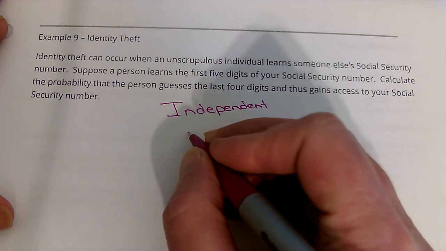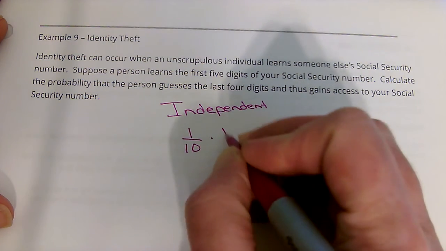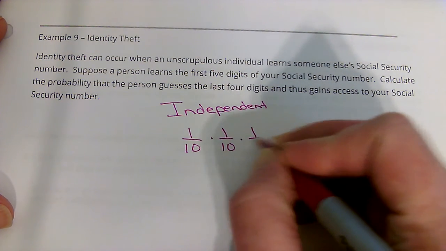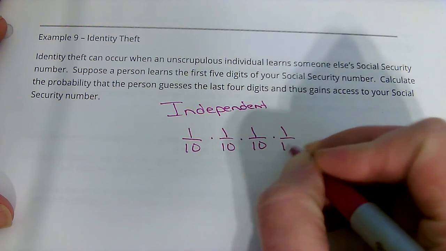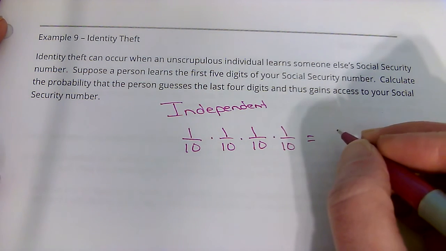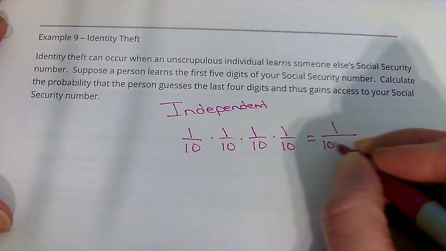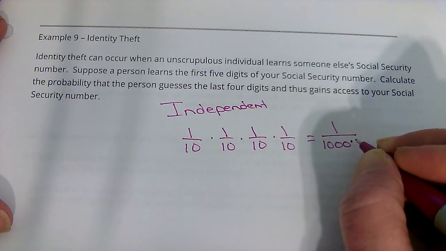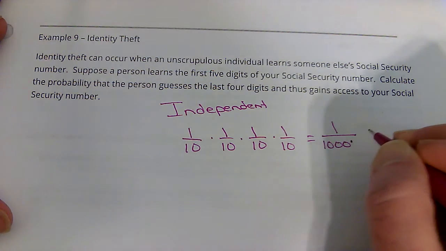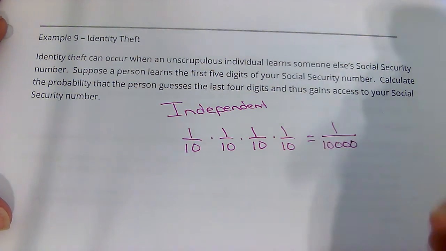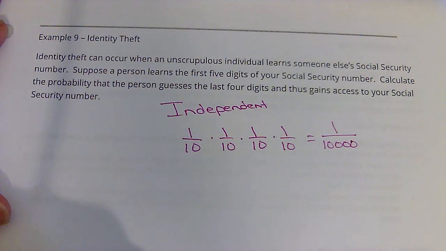So each of those digits is 1 out of 10 possibilities. Knowing those first 5 will not affect the chances of figuring out the rest of them. 1, 2, 3, 4 zeros: 1 out of 10,000. I can count my zeros.